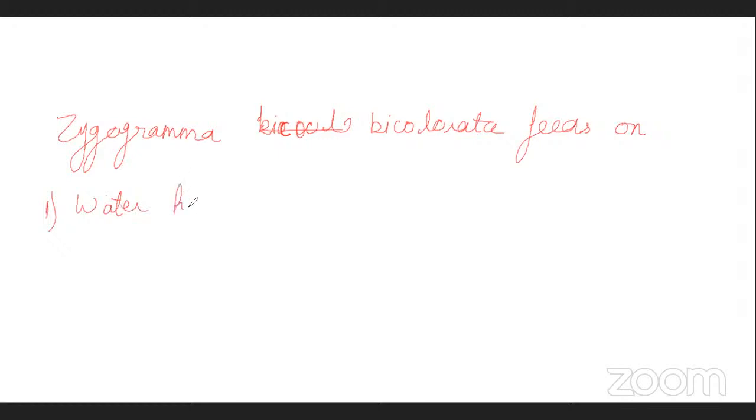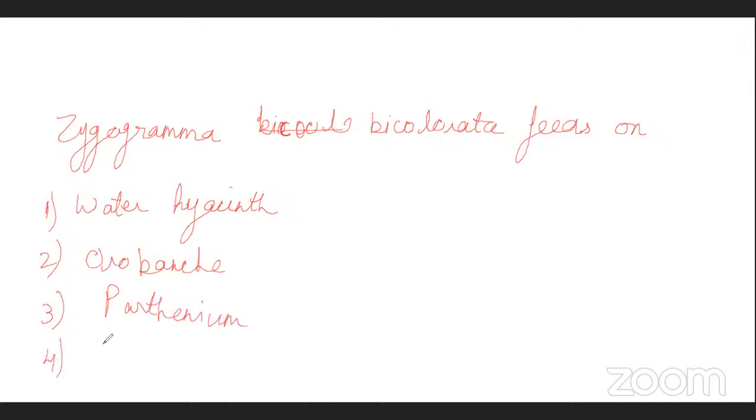Zygogramma bicolorata feeds on: first option, water hyacinth; second option; okay, someone has given the answer, let's see; third one is parthenium; and the fourth one is saccharum.